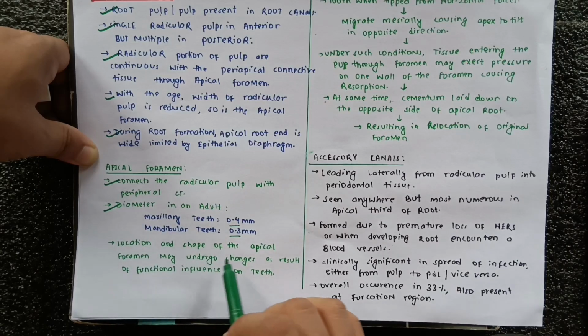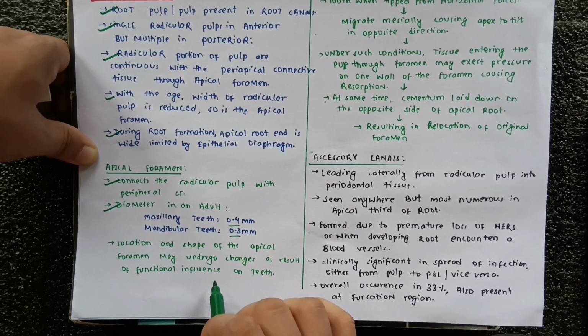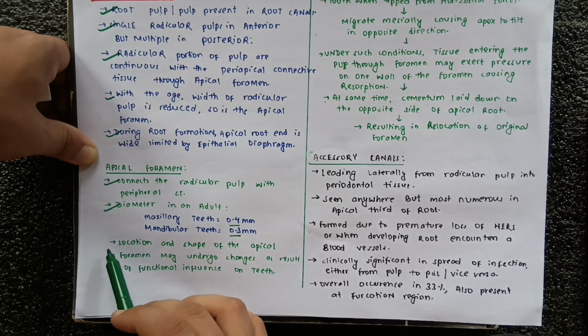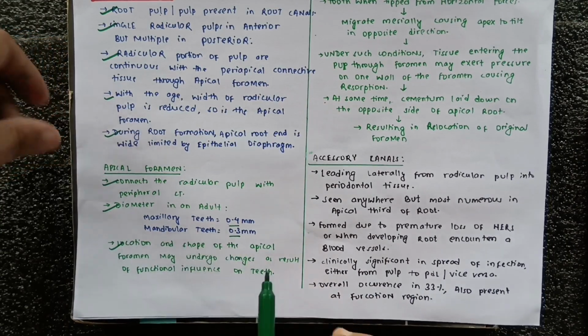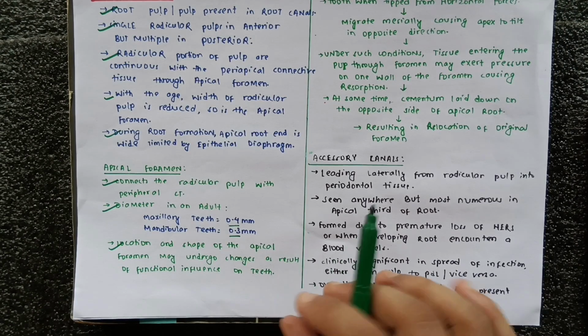After that, the location and the shape of the apical foramen may undergo changes as a result of the functional influence on the teeth. So this is one of the most conceptual things, as I have written here. The location and the shape of the apical foramen are dependent on the functional influence.